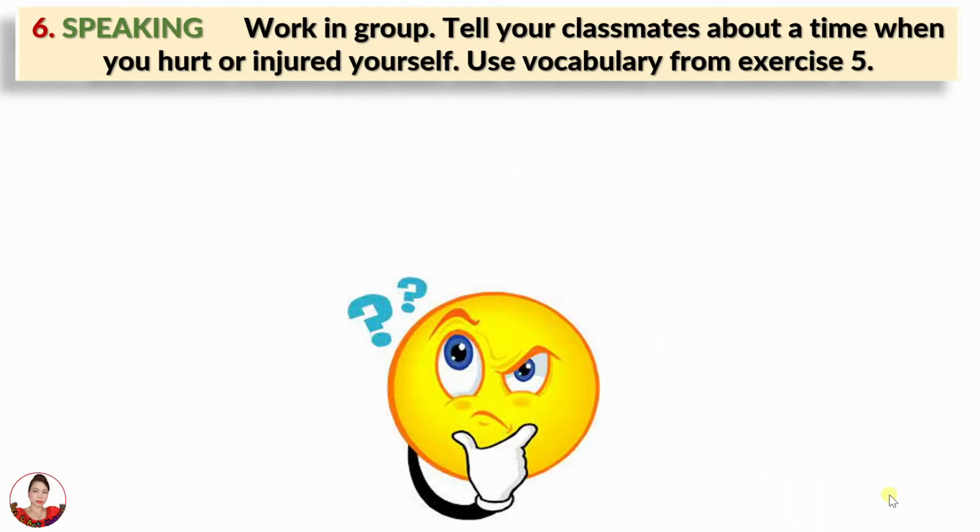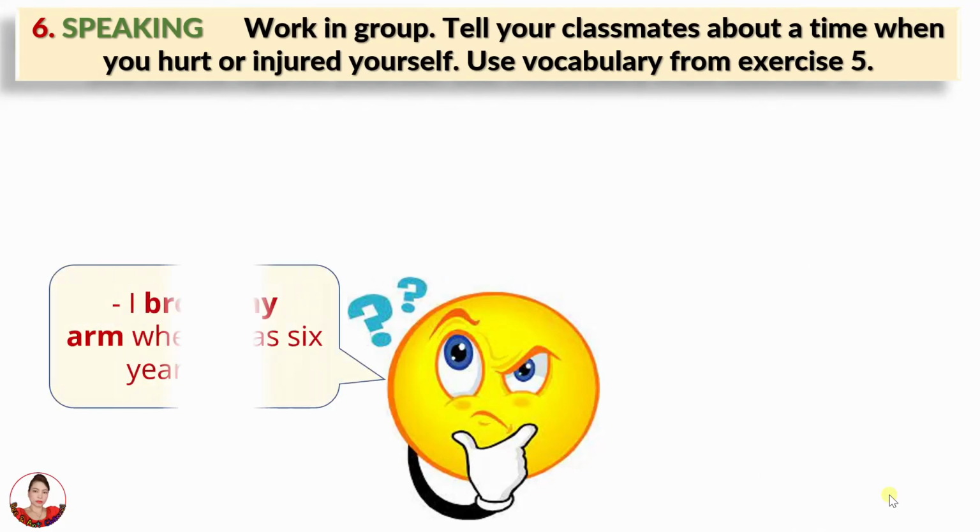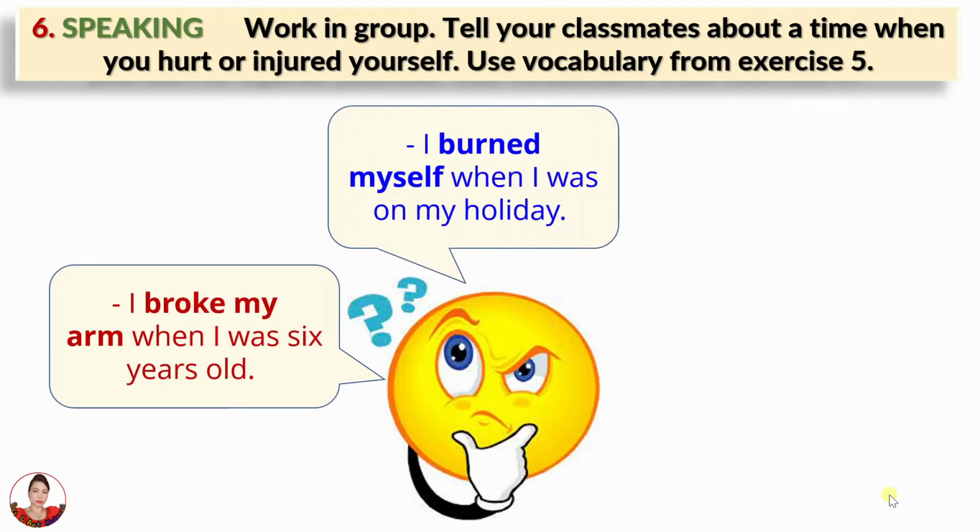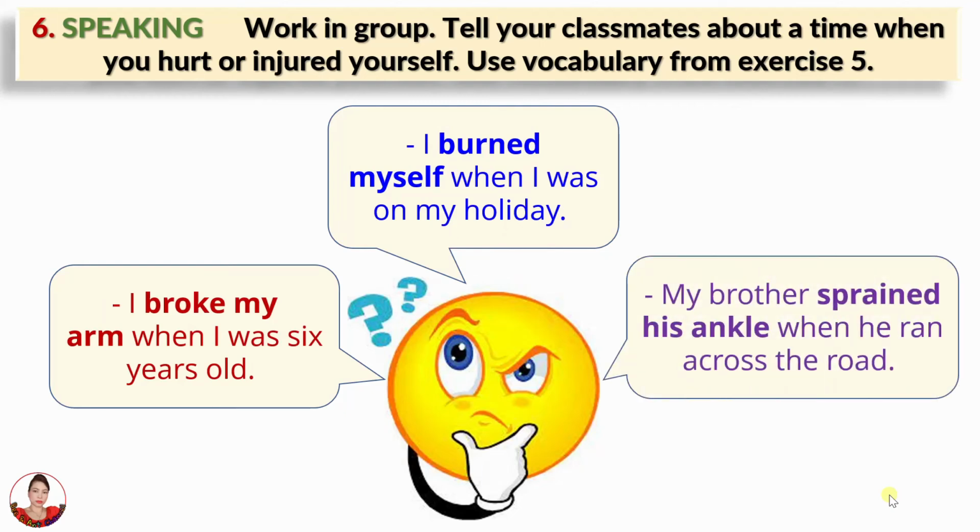Number 6, speaking. Work in groups. Tell your classmates about a time when you hurt or injured yourself. Use vocabulary from exercise 5. For example, I broke my arm when I was 6 years old. Or another example, I burned myself when I was on my holiday. Or you can say, my brother sprained his ankle when he ran across the road.